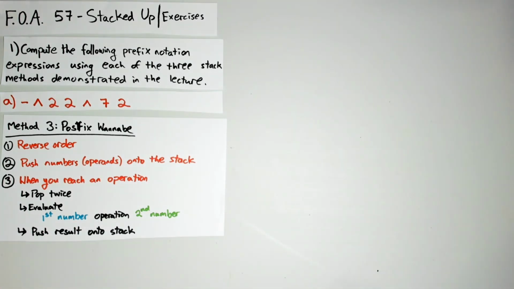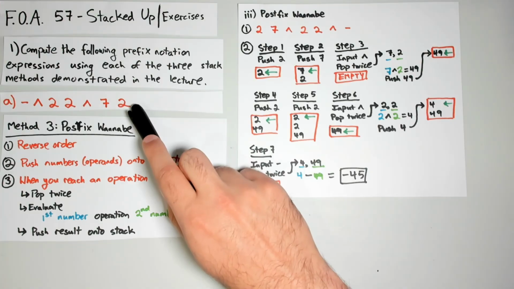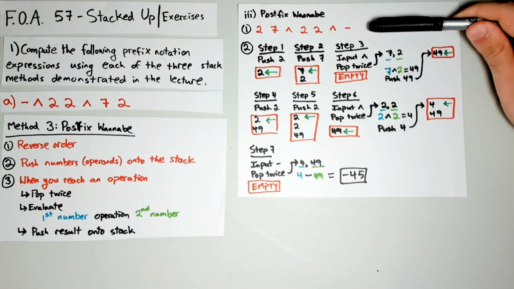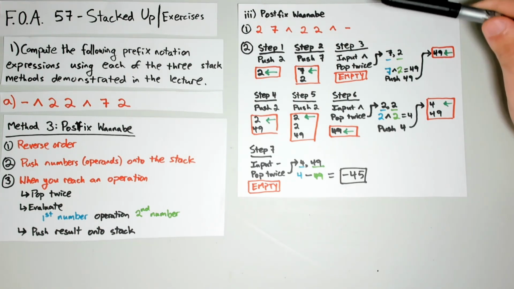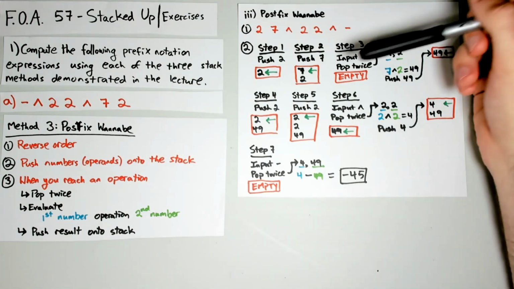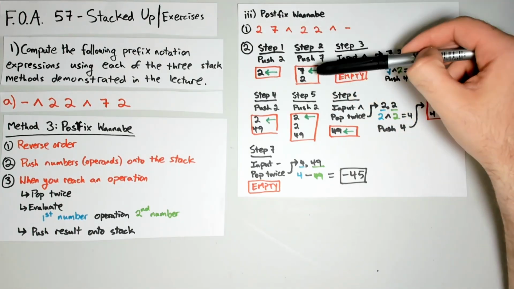So let's go ahead and evaluate this expression now using this third method here. So we start by reversing the expression. So, 2 is last, so it comes first here, then the 7, and so on and so forth. So this expression is completely backwards now. And now we just go ahead and we start pushing things. That's what we do with stacks. We push. So we push the 2 on. Great. We push the 7 on.